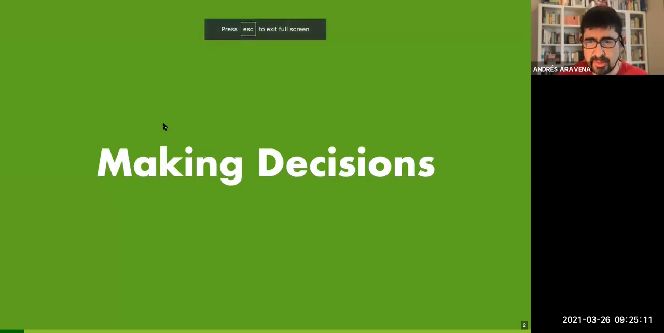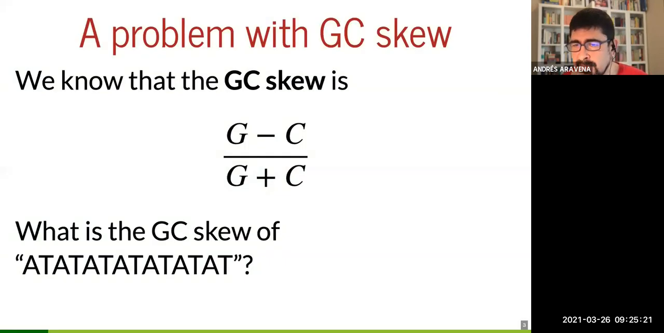Let's make it full page. Now, making decisions. How do we make decisions? We have a particular question here. What happens if you have a sequence with only A and T? What happens with the GC skew?